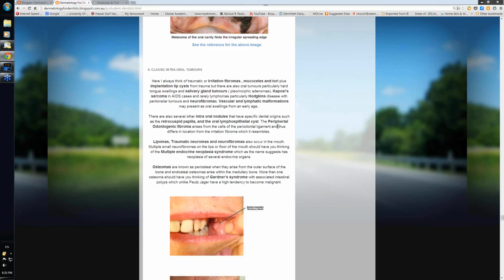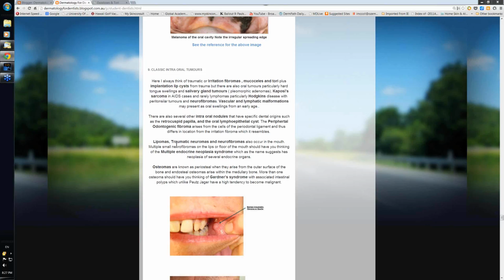And then there's this one, the peripheral odontogenic fibroma. This is arising from cells of the periodontal ligament. And so it looks somewhat like an irritation fibroma, but it's arising in a different location because it's going to be associated with the periodontal ligament. Whereas your normal irritation fibromas are going to be in your buccal or lingual areas of the mouth.